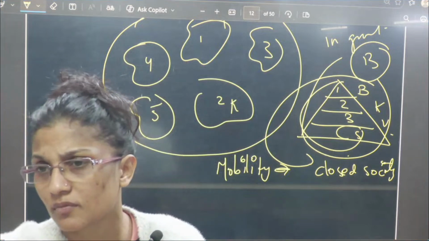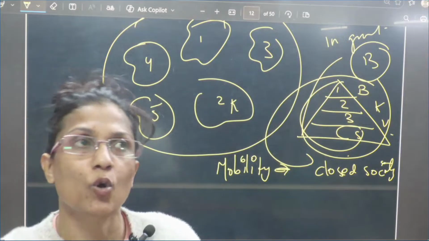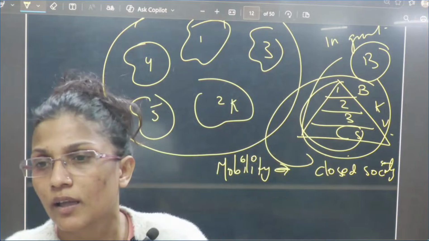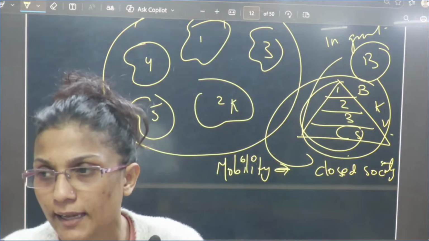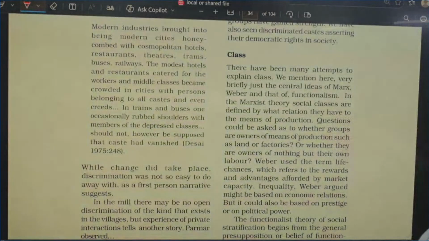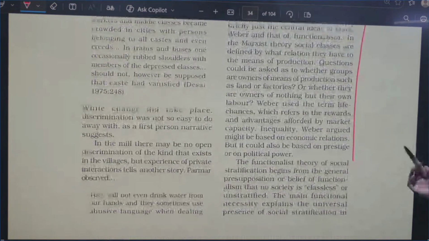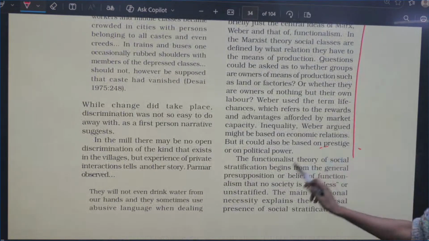Nepotism. आप अपने ही रिश्तेदारों को, अपने ही जानने वालों को हेल्प करते हो. ठीक है, तो ये बाद में पढ़ेंगे. तो प्लीज रीड डाउन ऑल दिस पार्ट. ओके, सो क्लास Weber argued might be based on economic relation. ये हम बाद में अच्छे से पढ़ेंगे. I will not say right now, it will help you, but yes, you should be reading it.